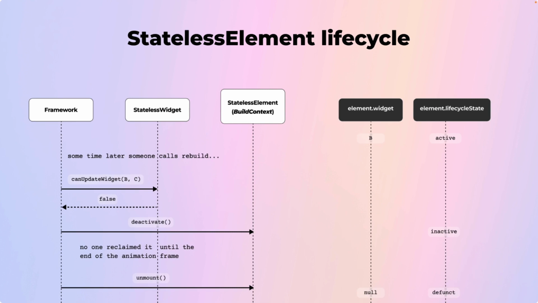All right, but next time someone calls a rebuild, this time canUpdate returns false. So the framework calls the deactivate method of the element. We don't care about that. But what we do care about is the unmount method, because at this point, the pointer to the widget becomes null, and the element's lifecycle state becomes defunct. And it is an error to access the element context at this point, because as I said, the lifecycle state is defunct, and you will get errors.